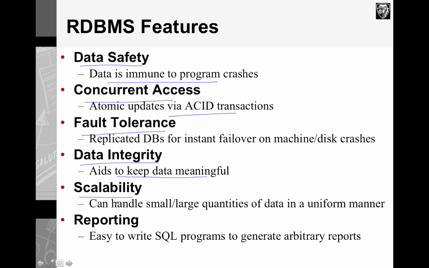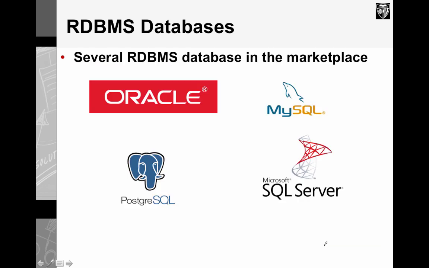There is also scalability. A relational database management system can handle a database where you have 10,000 records. It can also handle a database where you can have 100 million or a billion records. So it can handle small or large quantities of data in a fairly uniform manner. Reporting. Easy to write SQL programs to generate arbitrary reports out of the data that's there, versus you keeping the data in a proprietary format in a flat file. I think you all know pretty much why databases are needed, but I just wanted to kind of go through these features.